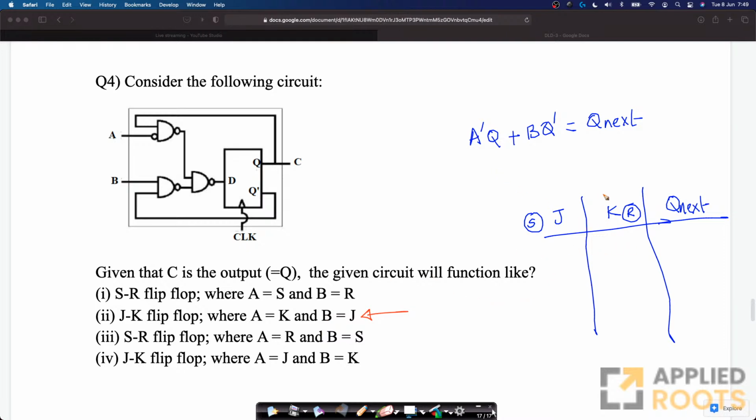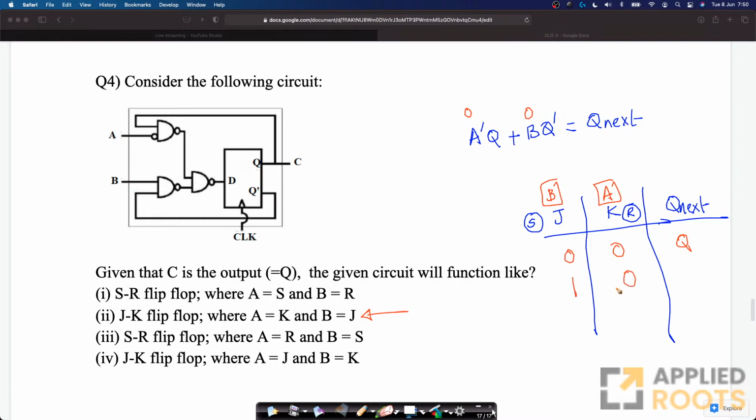Suppose I say A equals K and B equals J. If this is 0, 0, what happens next? Okay, so what am I saying? A is 0, B is J, you have to be careful to avoid mistakes, right? B is also 0. So if this is 0 and this is 0, this becomes 1 and this becomes 1, right? So 0, 0, this stays as Q. Q next equals the older Q, because this became 1 into Q plus 0 into Q dash. So it is Q.